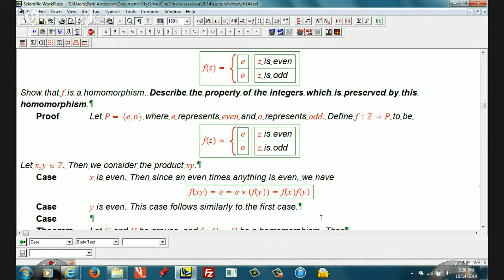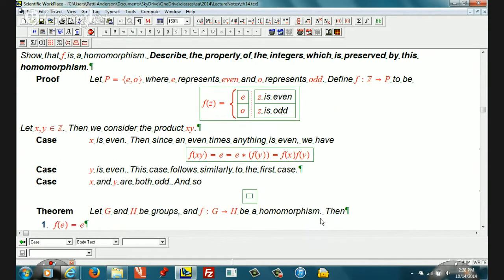And then the third case is x and y are both odd. What do we get for odd times odd? So when we come down here, you're going to have f of xy is equal to an odd, but that's equal to an odd times an odd, which is equal to f of x, f of y. Okay.